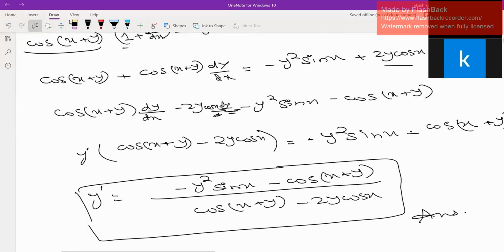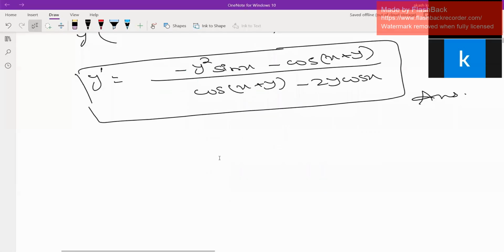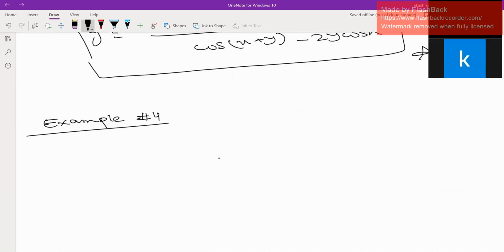Okay, now let's go back to the book. Let's do example number 4, in which we have to double differentiate the function. The function is x raised to the power 4 plus y raised to the power 4 equals 16. And we have to take the double derivative of this function.